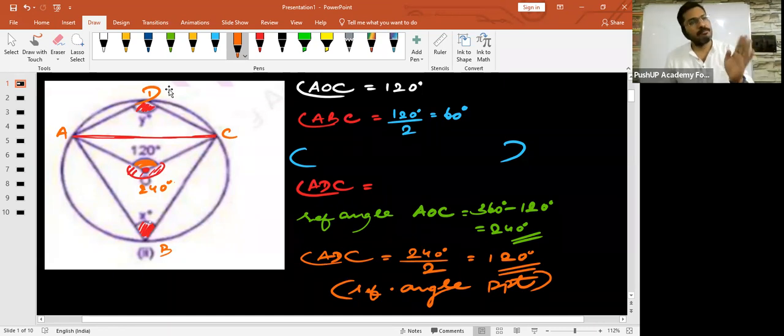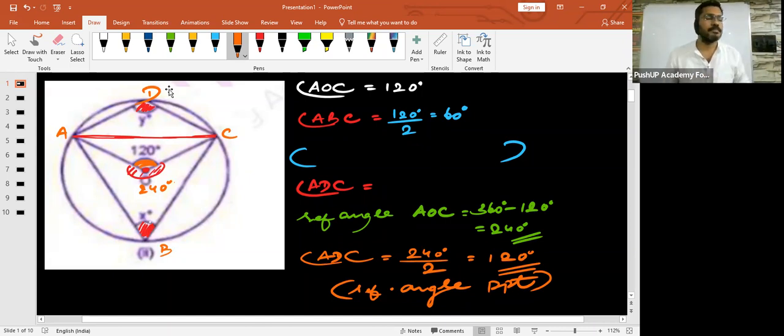No, you just need to write reflex angle property. You know the reflex angle property, that is why you are able to apply it here, isn't it? So you don't have to again and again write the meaning of the property in the paper. The moment you write reflex angle property, it is understood that the child knows what is reflex angle property.